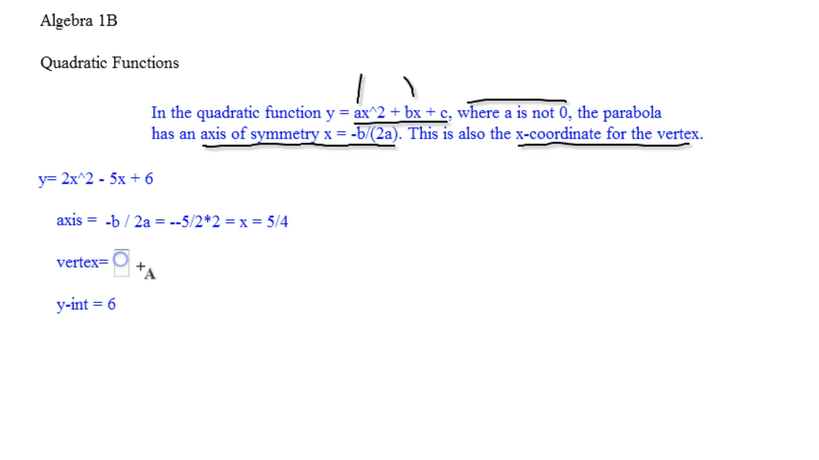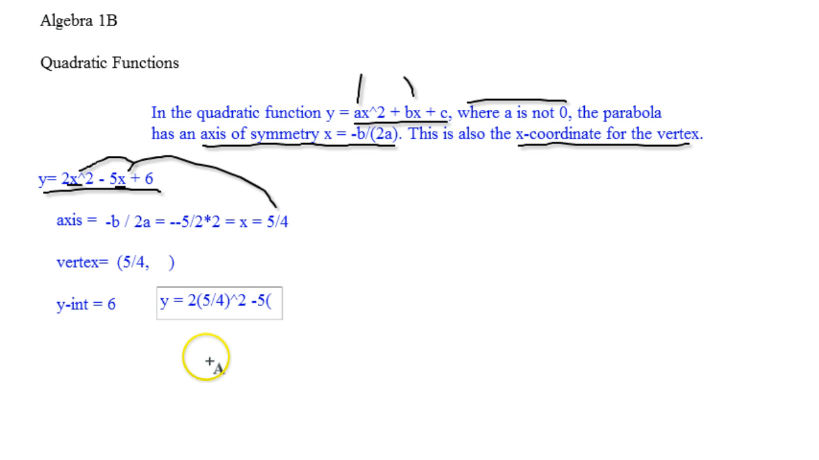Now the vertex, we already know what the x-coordinate is going to be. It's going to be 5/4. Pretty simple. But we do not know what is going to go in the y-coordinate. So what we need to do is take this 5/4 and plug it in for x and solve, because guess what? I have 2 letters filled in and I only have 1 letter left, so I can actually solve it.